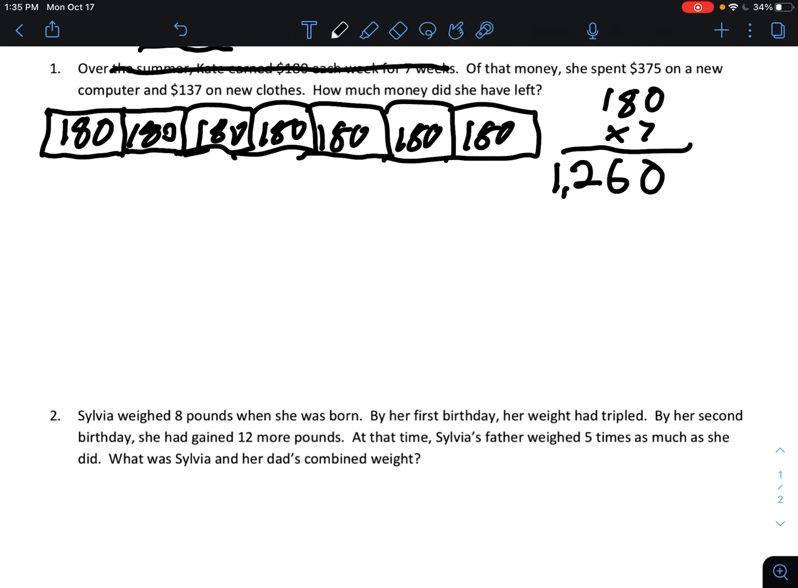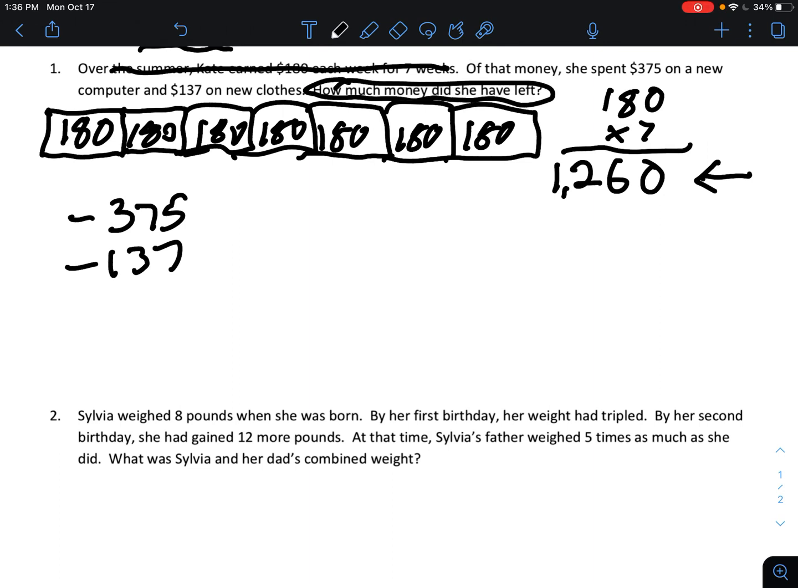Let's keep going. Of that money, so of the money that we have so far, she spent $375 on a new computer. So spent $375. So how would I represent that as a math expression? That's right. So she subtracted, or she had 375 fewer dollars on a new computer, and 137 on new clothes. Right, and they want to know how much money she had left.